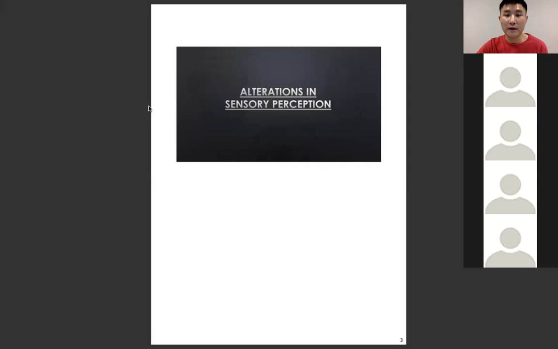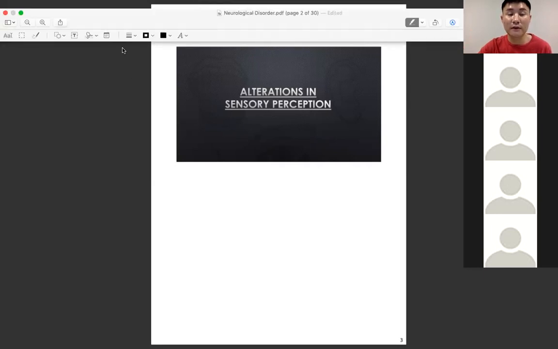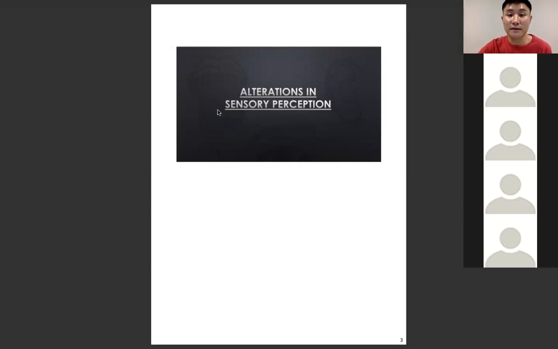Okay, so neural alteration in sensory perception is related to neuro as well. We are able to sense, we are able to have sensation, because there are neurons connecting to our brains that deliver the electrical responses in our brain and deliver the sensation that we feel.